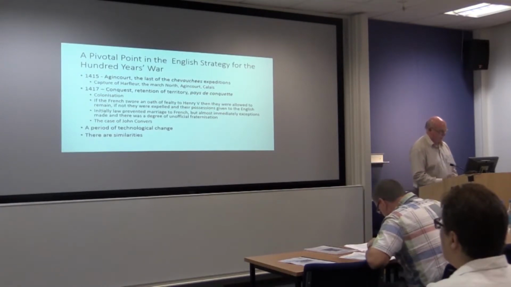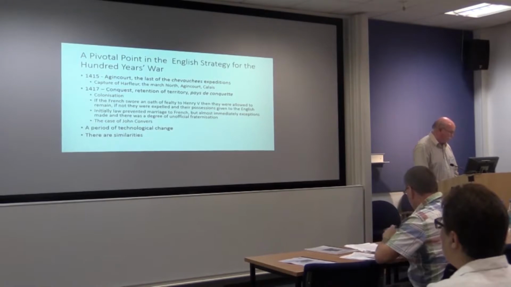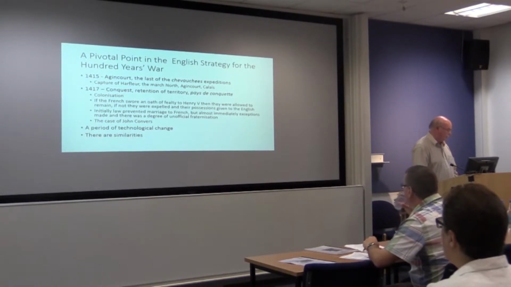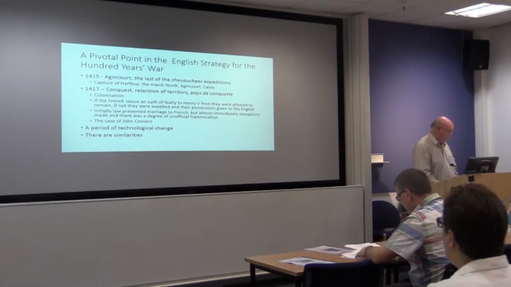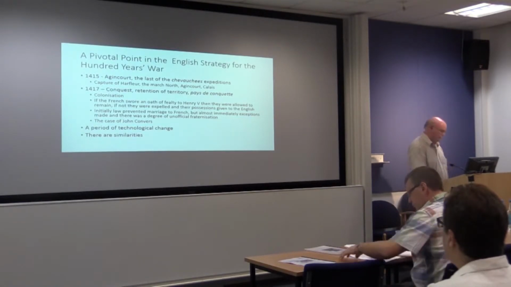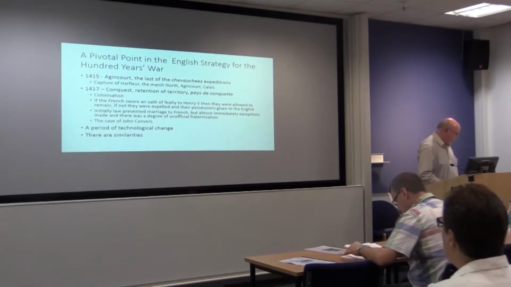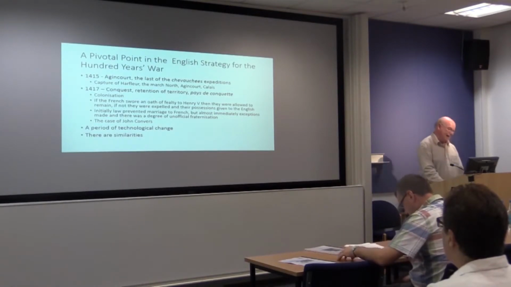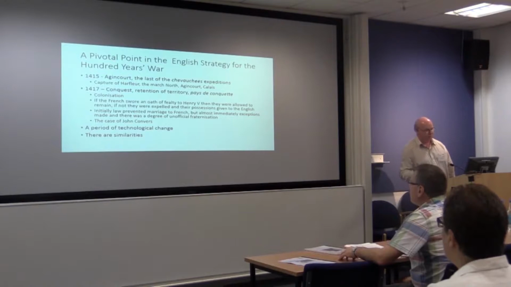And just one particular case, quite a well-known one, John Convers. On the 30th of September 1417, 10 days after the fall of Caen, Henry V gave him permission to marry the daughter of Richard Cornet of Caen, who was a Frenchman. He also gave him Cornet's property, which I suspect may not have been too popular with him. And when one talks about staying there long term, in 1450, John Convers' son was still actually present in Caen.